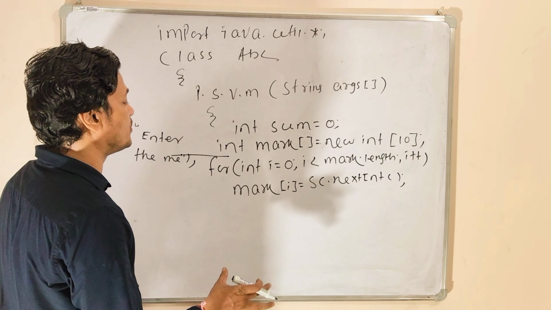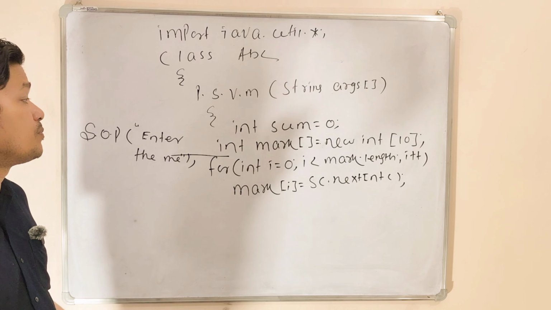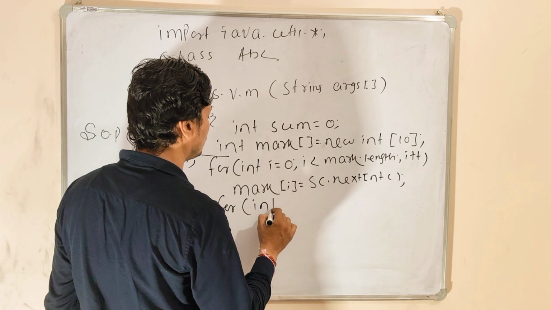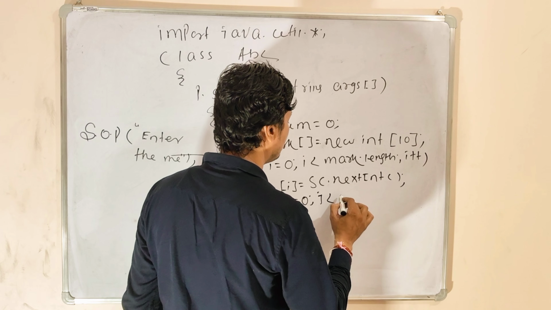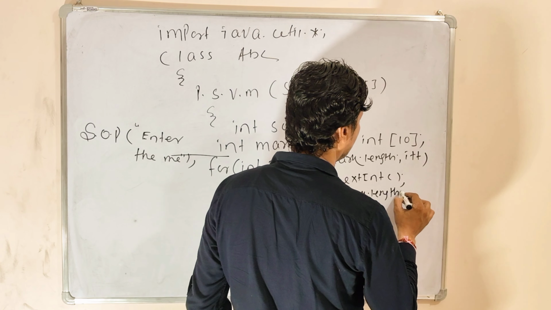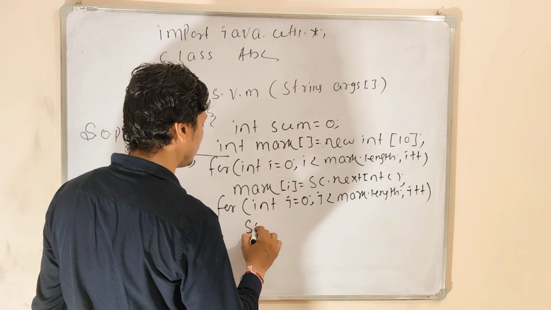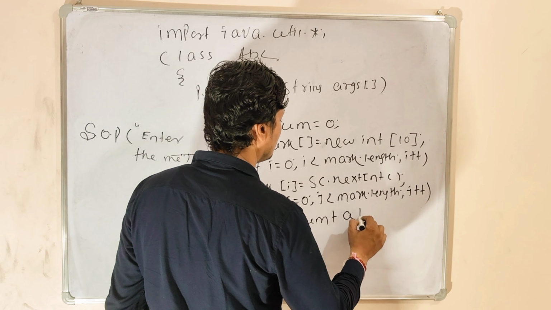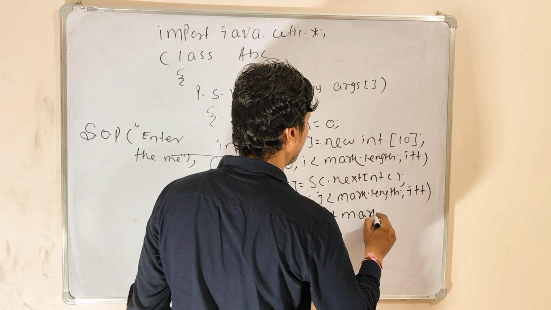And after getting the marks of 10 students, we need what? We need to add all these marks, isn't it? Yes, sir. To add all these marks, you take another loop like int j equals to 0, j less than mark dot length, j plus plus, and here you add all the marks. You write sum is equals to sum plus mark at j.